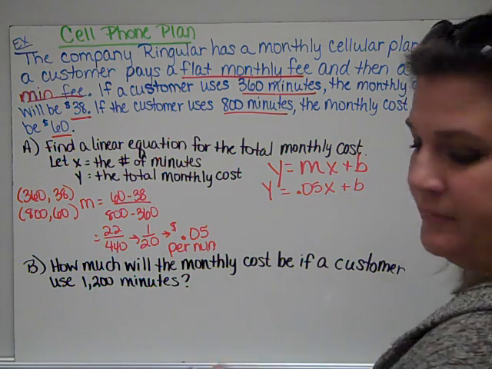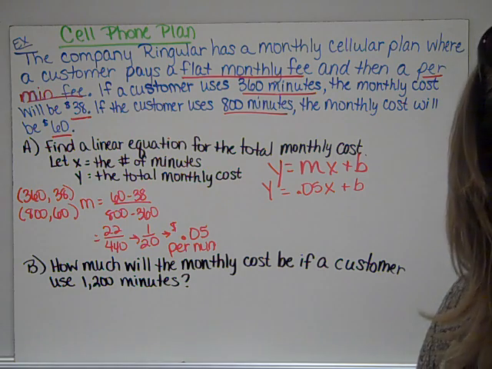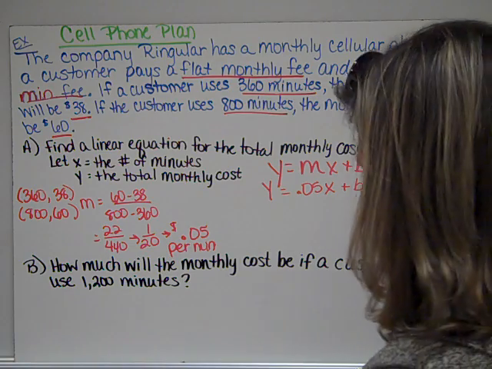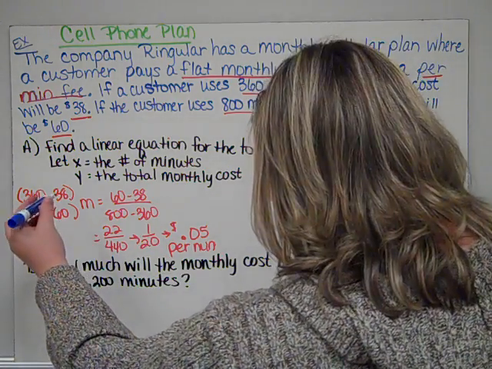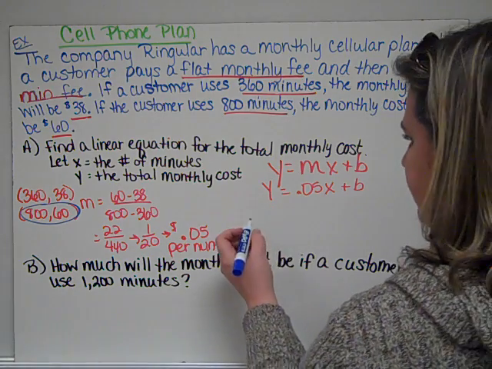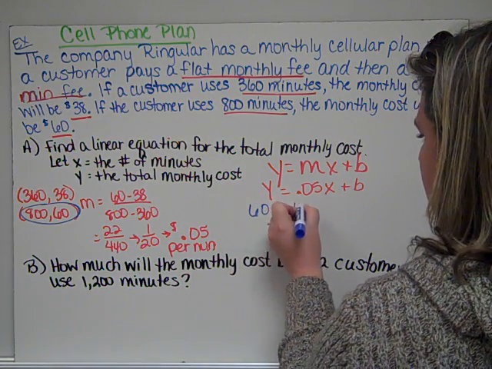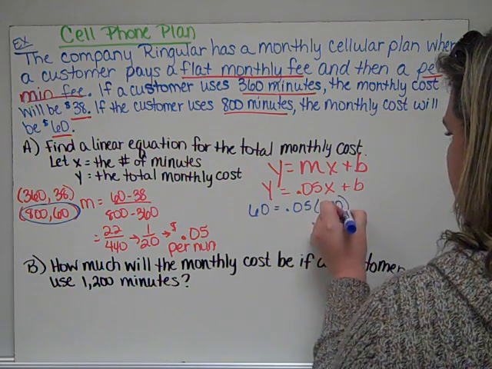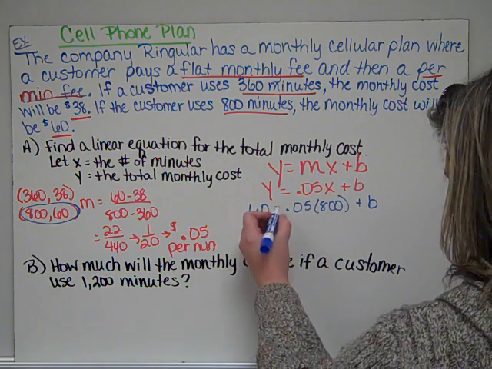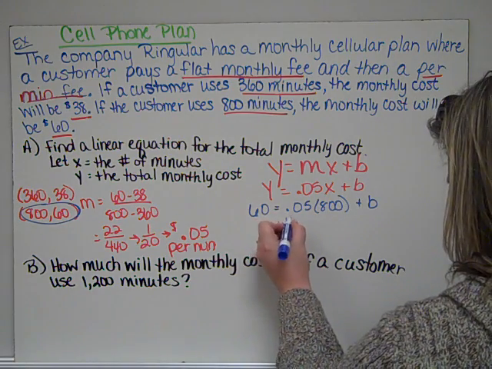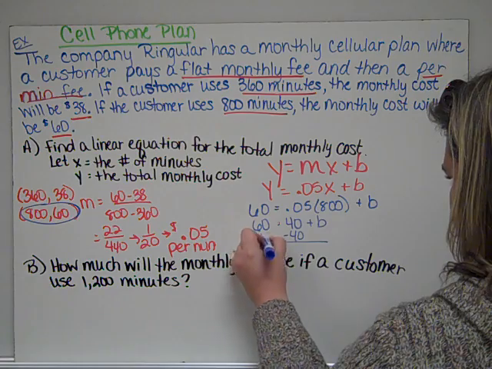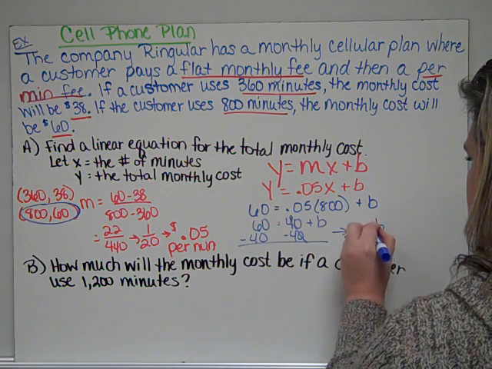Now we've got to find the B. Remember, we've done this 1,000 times: we take one of these points. We're going to use this one and plug it in. So 60 is my Y, 800 is my minutes, and we're going to solve for B. When I multiply 800 by 0.05, that is 40. Now I subtract 40, and you can see here that B equals 20.